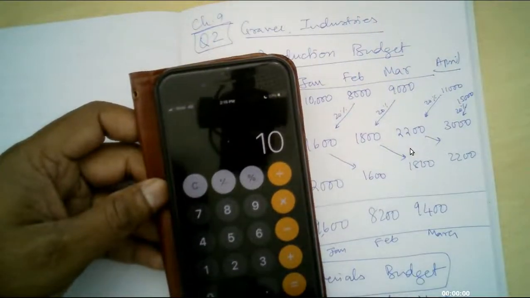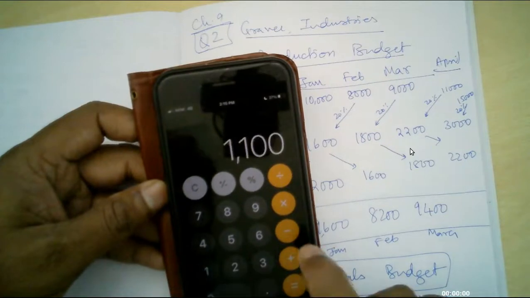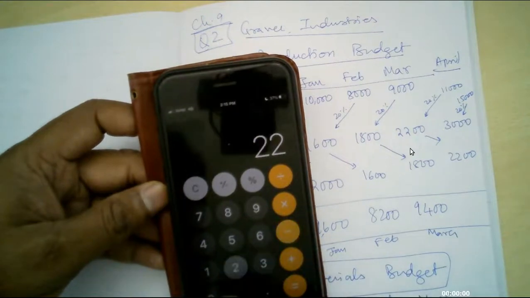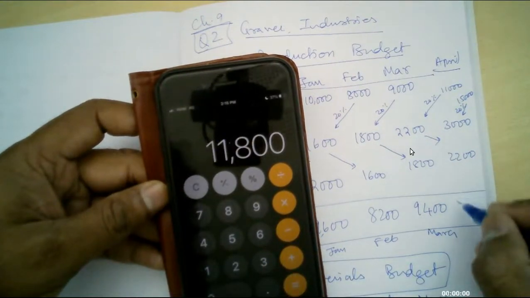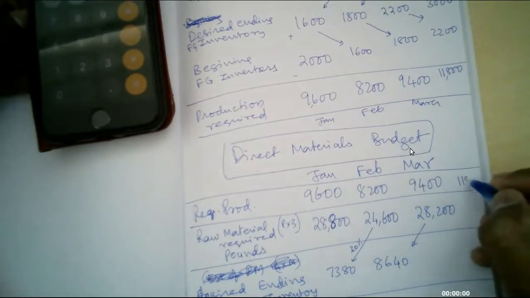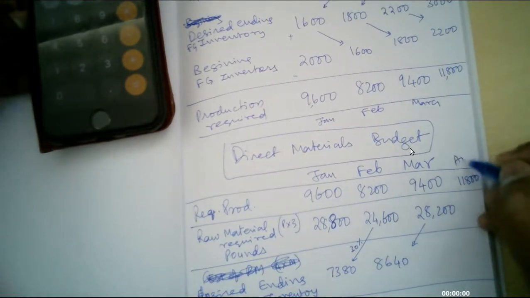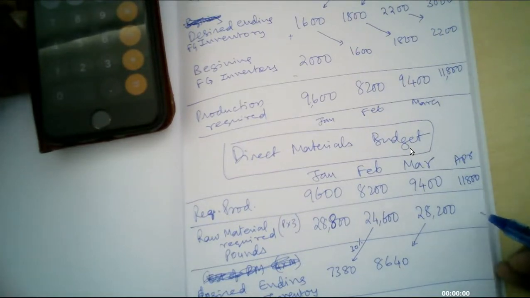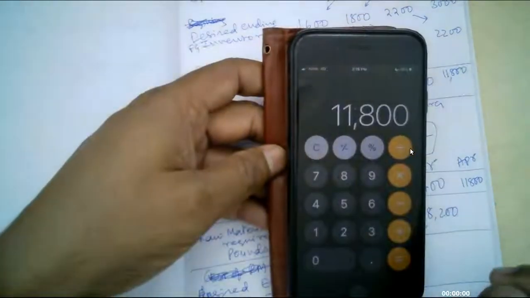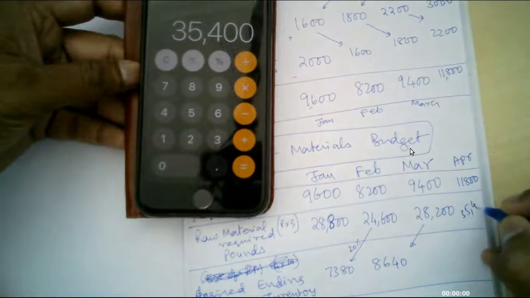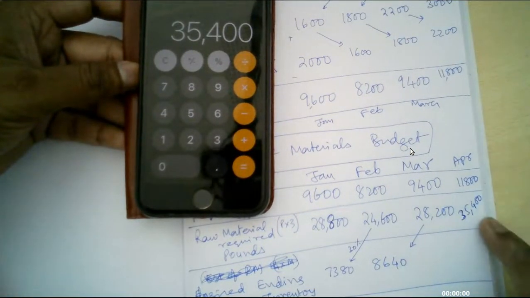So how much will it be? 11,000 plus 3,000 minus 2,200. So that will be 11,800 as the production. So the same 11,800 will come here. 11,800, this is for the month of April. Now, for that 11,800, what is the raw material? Raw material is simply multiplied by 3. Okay, so 11,800 multiplied by 3, 35,400. 35,400 is your raw material for the month of April.